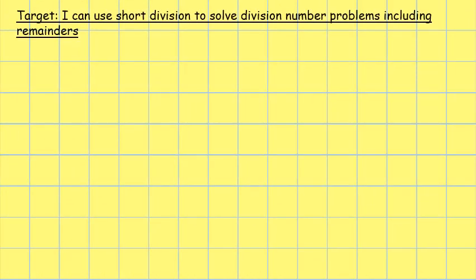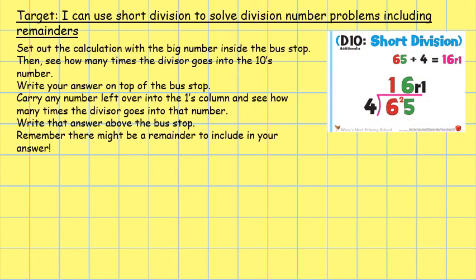Your target today is I can use short division to solve division number problems, including remainders. Set it out with the big number inside the bus stop. Then see how many times a divisor, the number outside the bus stop, goes into the tens number. Write your answer on top of the bus stop. Carry any number left over into the ones column and see how many times the divisor goes into that number. And write that answer above the bus stop. Remember, there might be a remainder to include in your answer.